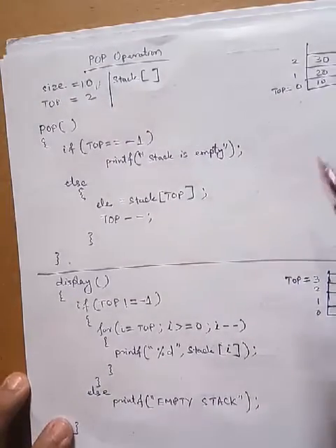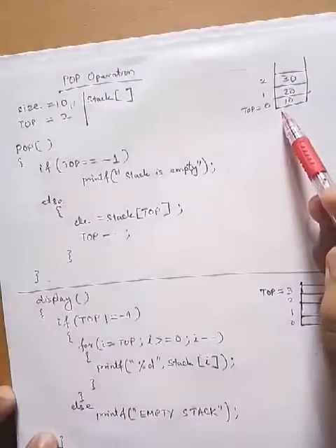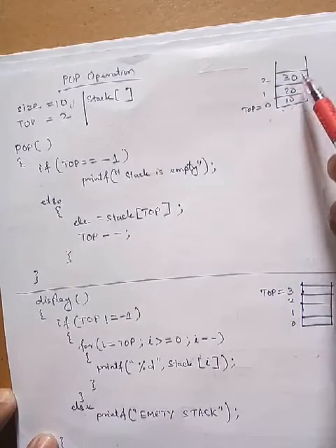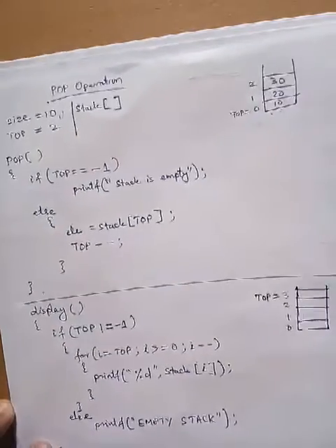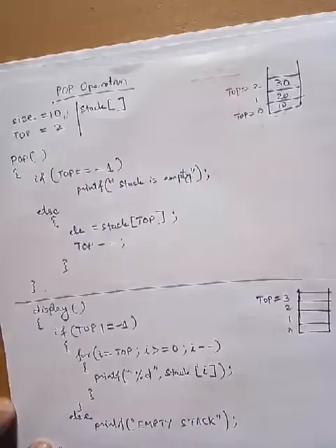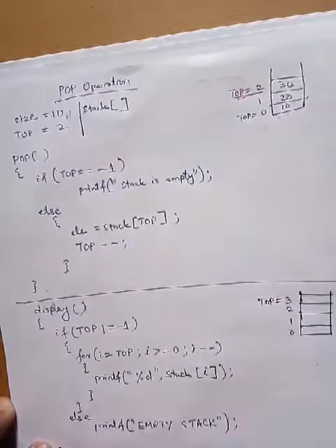Now we have inserted these elements in the stack using the push operation: 10, 20 and 30, like that. Now the top value is how much? 2. Top is now assigned to 2.